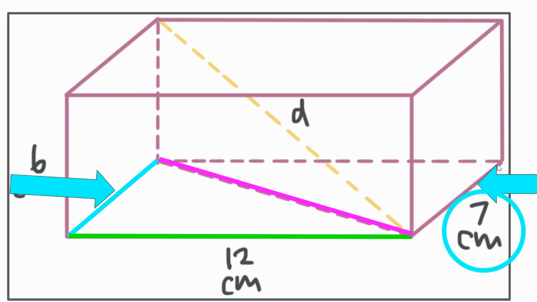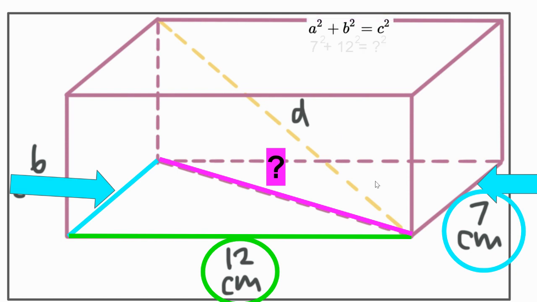We know that since this bottom piece here is a rectangle, this side length must be the same as that side length. So since this is 7 centimeters, we can assume this is also 7 centimeters. We'll take this side as 12 centimeters, so we could do A, B, and we're going to try to find C, our hypotenuse. We're going to use our Pythagorean theorem, A squared plus B squared equals C squared. Plug in A and B, so 7 and 12. And then we'll go from there.